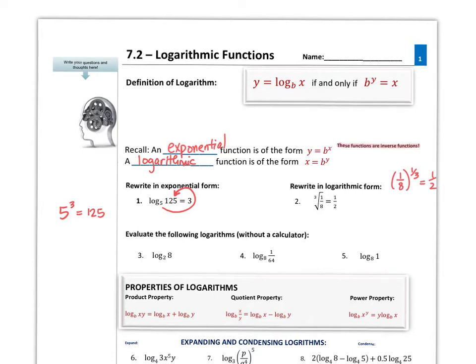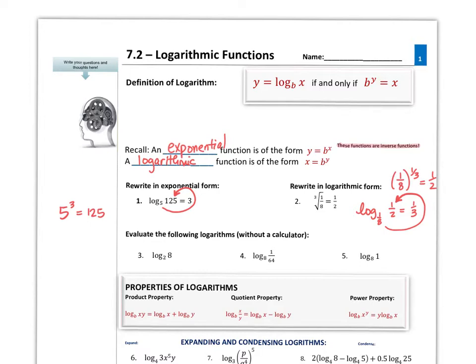So now I'm going to write it from the exponential form into log form. So this would be log base 1/8, I know it's teeny tiny right there, of 1/2 is equal to 1/3. So notice it's kind of like backwards of what we did in the other. So it's 1/8 to the 1/3 power equal to 1/2. So you just need to be able to go back and forth on that.